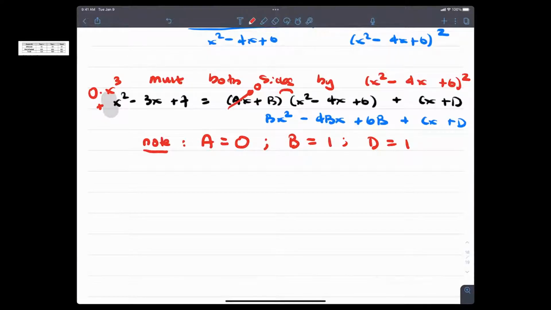D is 1. Oh, is D 1? No. Well, hold on. I may know what D is. How do I know what the constant is? Let's go back here. Here's 7. You might say, Mr. Judge, D is 7. And I'll say, no. We have what? 6b. So you might say that 6b plus d is 7, where b is 1. So that means d is what? 1.